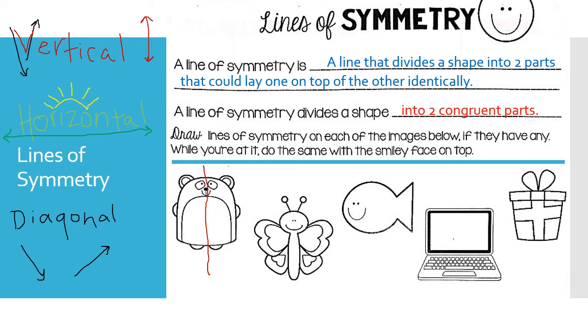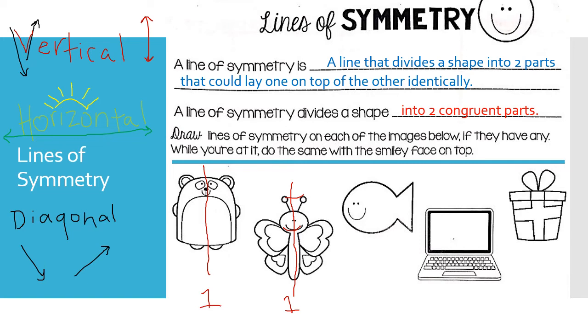If I look at our butterfly, a vertical line of symmetry, his eyeballs would match up. His little smile would fold onto the other part. These would match up. The wings would match up. So that's a vertical line of symmetry. So these guys both have one line of symmetry.